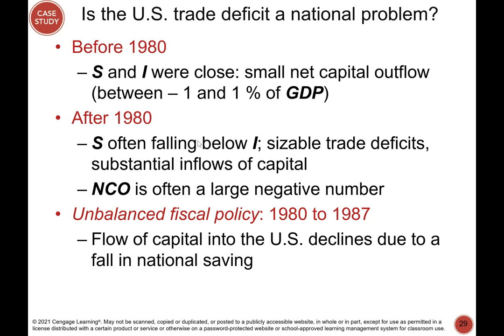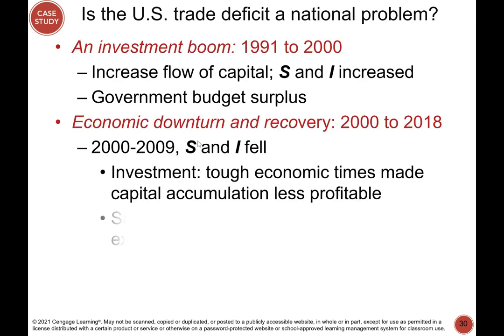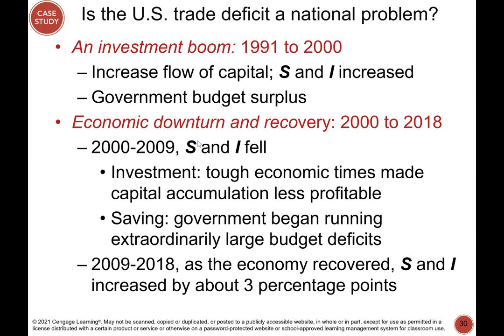Unbalanced fiscal policy, 1980 to 1987. The flow of capital into the US declines due to a fall in national savings. An investment boom, 1991 to 2000. There was an increase in the flow of capital. S and I increased. A government budget surplus was the result.